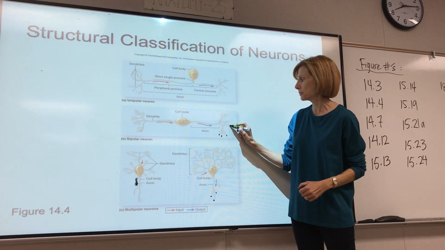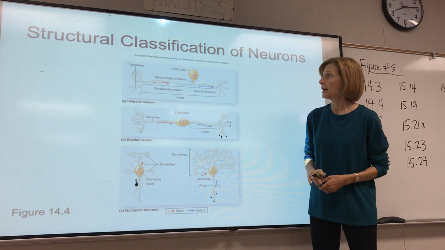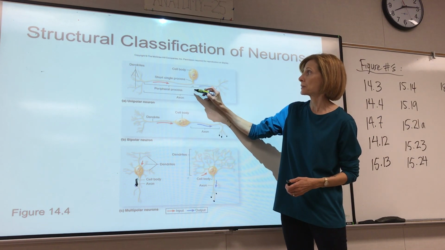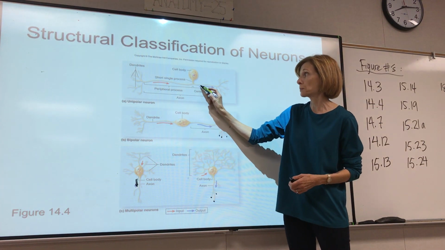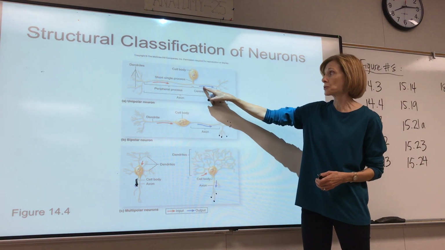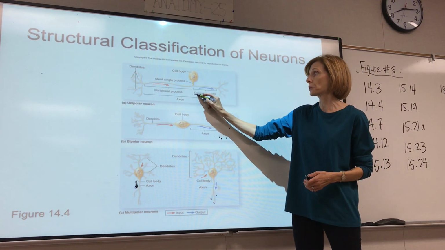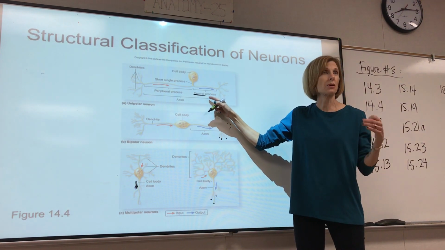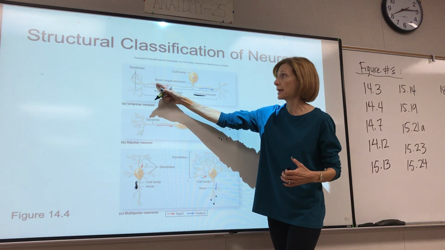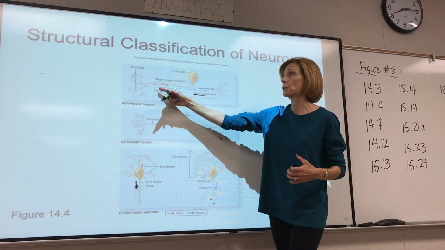You just can't see them in this picture. And then finally, this is the unipolar. Notice just one process attached to the cell body, but here it will split. So this process is going to carry the action potential into the central nervous system. So this is sometimes called the central process. And this is the part that's carrying the action potential in from the periphery.